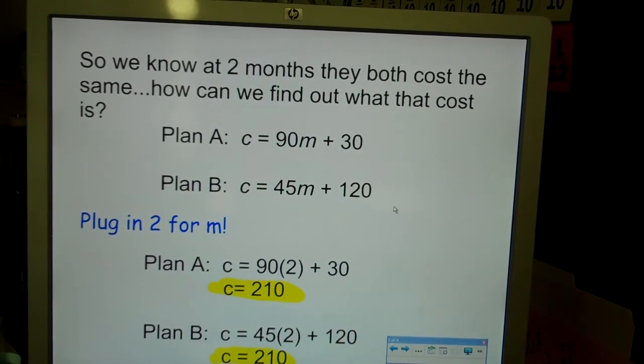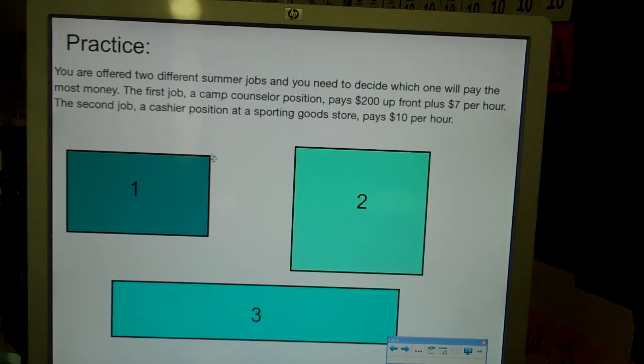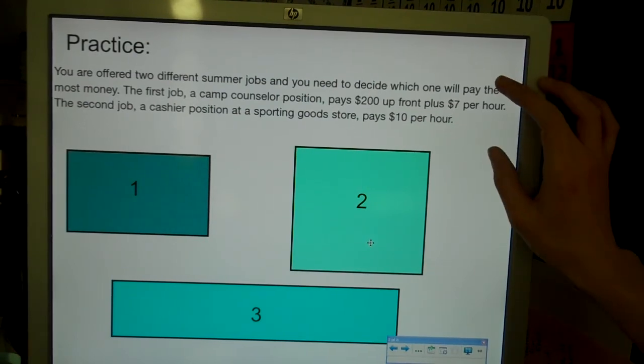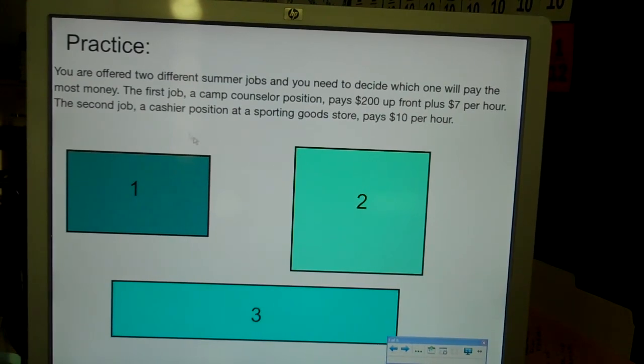What about 3 months? Which plan should I go with? You're right, I should go with plan B. Now, we solved this algebraically by setting them equal to each other, which is also known as substitution, because all we did was sub this equation in for C. So it's not really a new technique. Here I want you to pause, and I want you to practice one on your own. Read the scenario, and then solve.